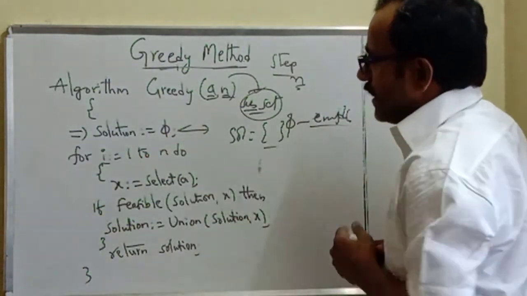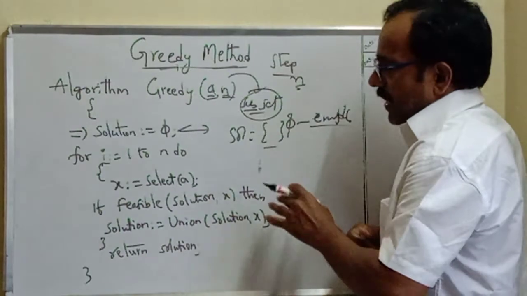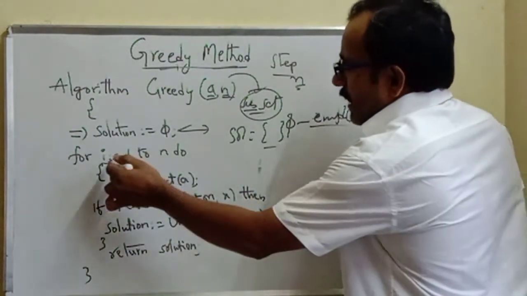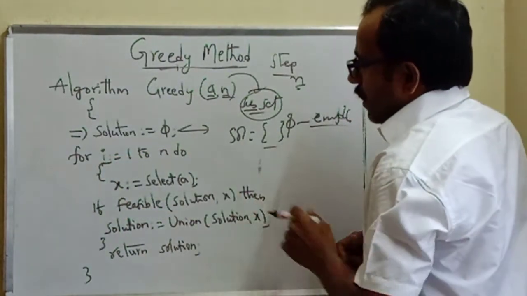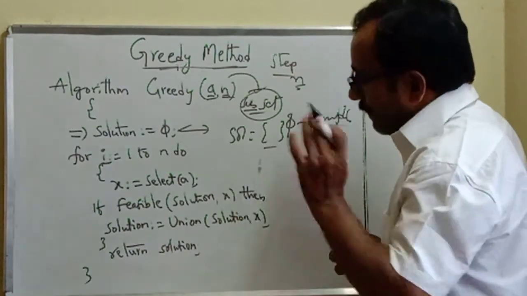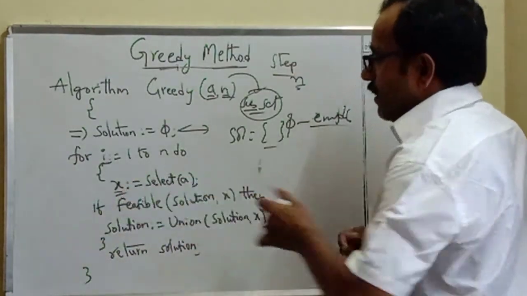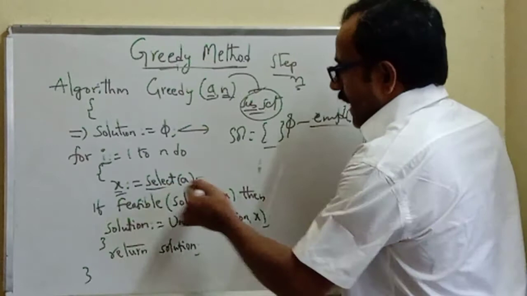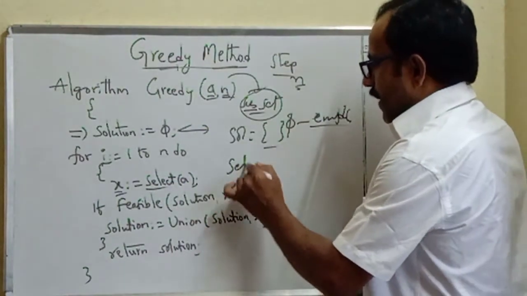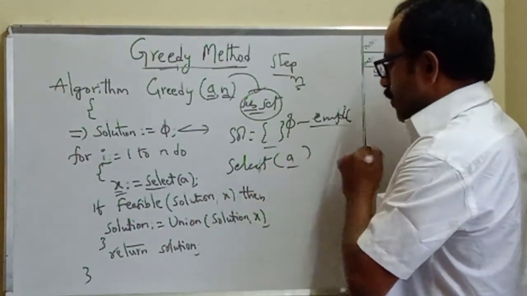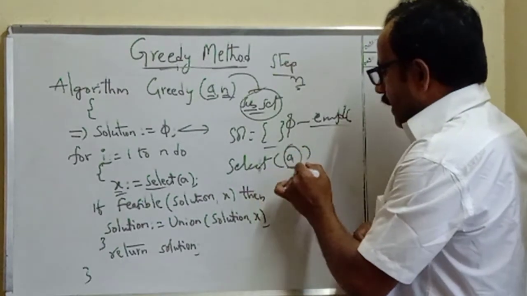This loop is used for selecting elements one by one from the array of size n. Start with i equal to 1. We are selecting one element by using the select procedure. So here we are using a function called select. This select is used for selecting one element in the array.